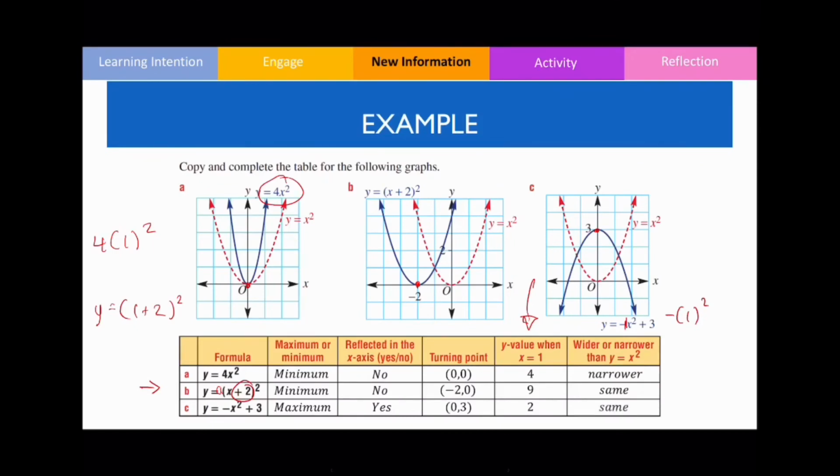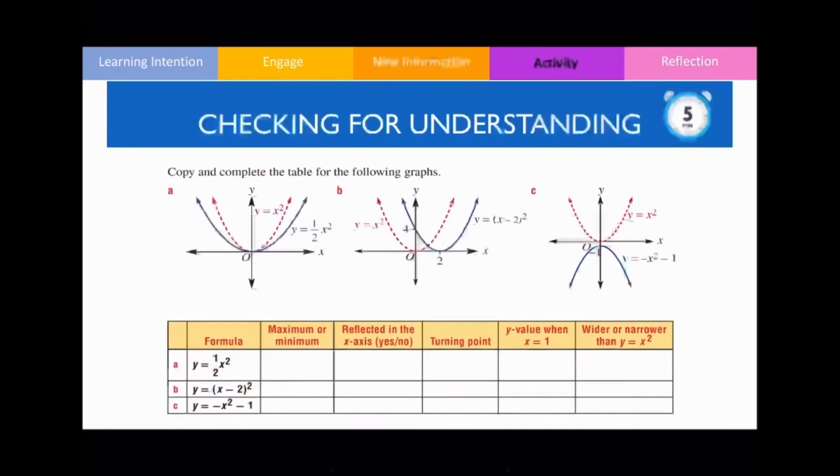So what I want you to do now is answer these questions. Give yourself 5 minutes and then compare your answers with my answers. If you have done this successfully, then these are the answers that you should have obtained. I'm pretty confident that you will get all of these answers correct.